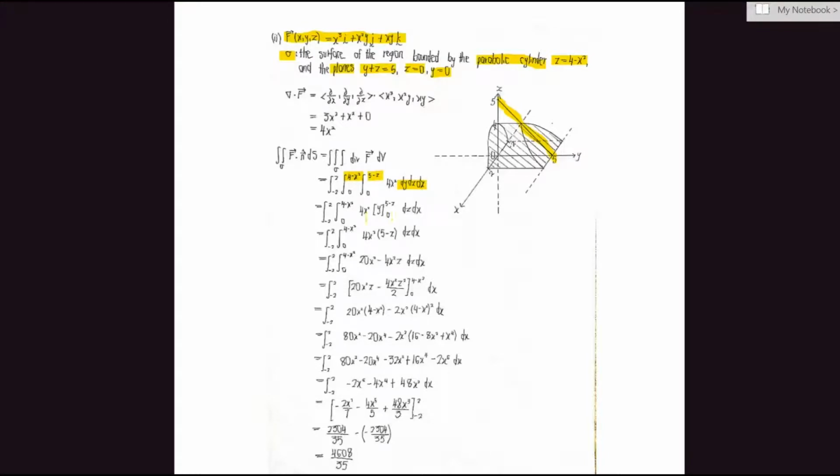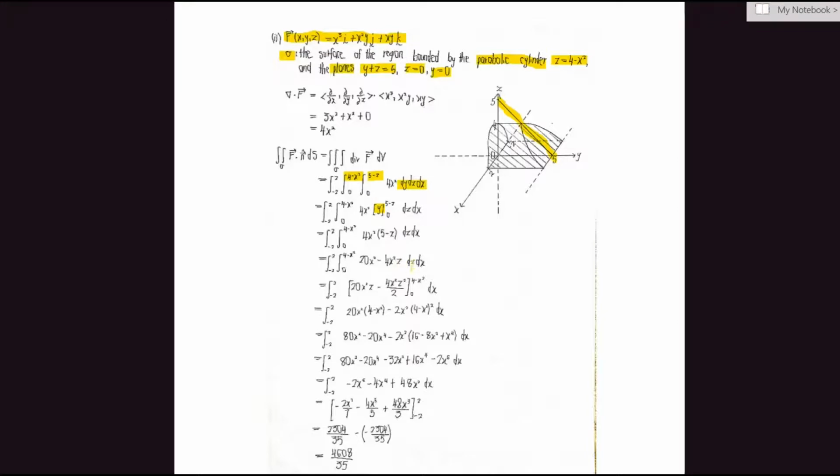Okay, after that, we integrate x squared in terms of y. So x squared will be a constant, and then we integrate, we will get y, and the limit is 0 until 5 minus z. So we put the limit into y, and then we get 4x squared in bracket 5 minus z. So we simplify the function, we will get 20x squared minus 4x squared z.